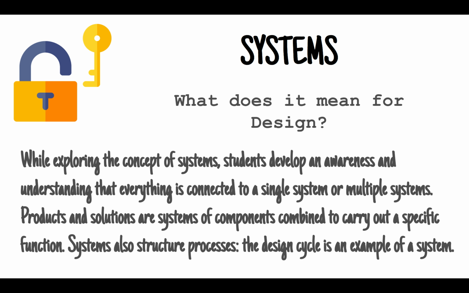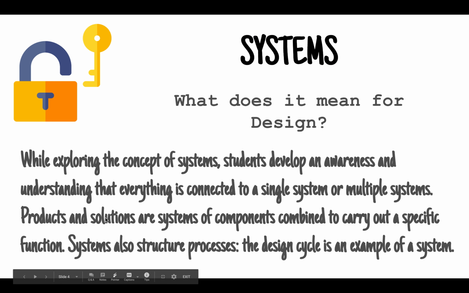Products and solutions are systems and components combined to carry out a specific function. Systems are also structured processes. The design cycle is an example of a system. So I wanted to end with this part of the descriptor because it's given an example. I want them to now use maybe some of these words to describe some of the systems that they came up with. So is it part of multiple systems?